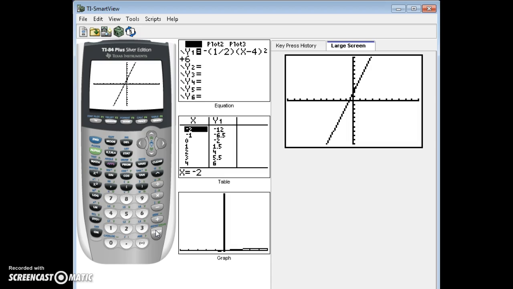And those are the basics for using your TI-84 Plus calculator.